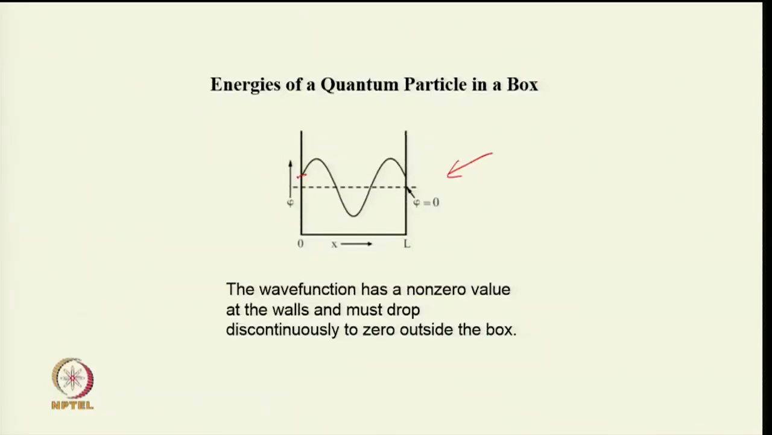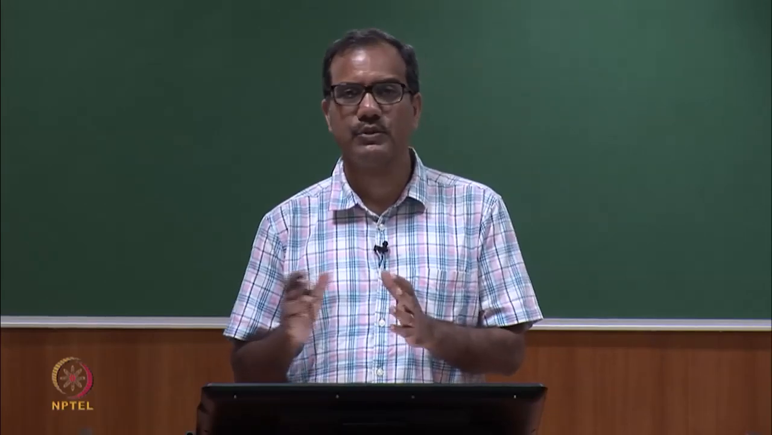If you look at this wave function, it doesn't go to 0, am I right? And this wave function is not allowed, because it would have to drop discontinuously to 0 outside the box. If you remember when I discussed the postulates of quantum mechanics, I told you that the wave function must be continuous. And here what you are seeing is that the wave function is dropping discontinuously to 0 outside the box.